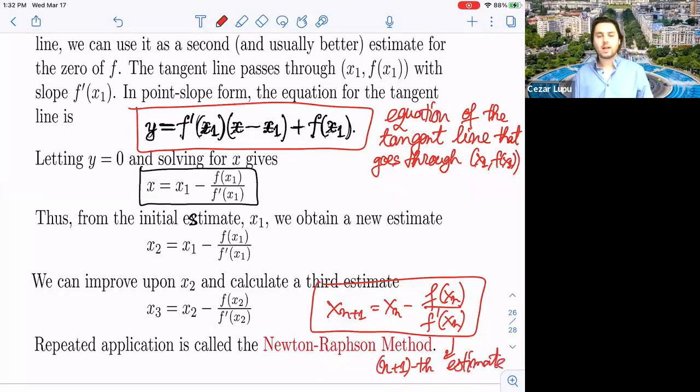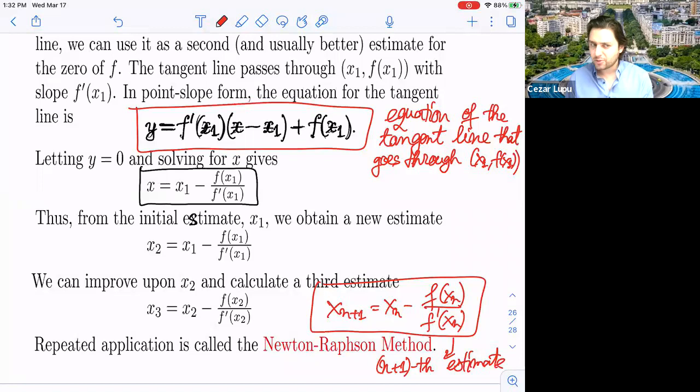Right? So that's what you have to know. You start from x1, and then x2, you write it in terms of x1, then x3 in terms of x2, then x4 in terms of x3. And more generally, xn plus 1, you can write it as equal to xn minus f of xn over f prime of xn.